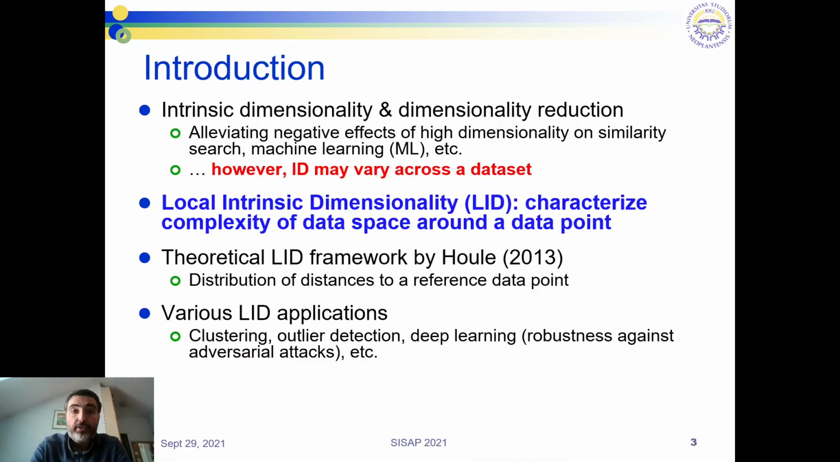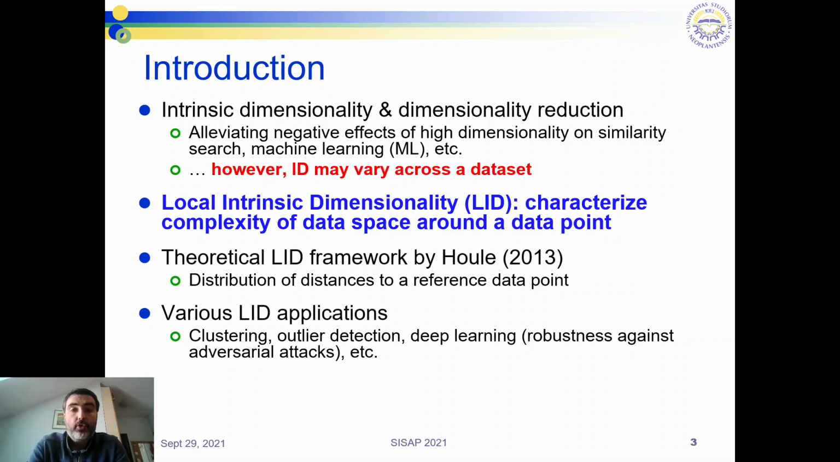The notions of intrinsic dimensionality and dimensionality reduction are, as we all know, pretty important. They can help us deal with the curse of dimensionality for similarity search, machine learning, data mining, and so on. However, many methods for intrinsic dimensionality estimation work on the whole dataset to express the intrinsic dimensionality as a number, one number for a set of points, which may not always be so useful.